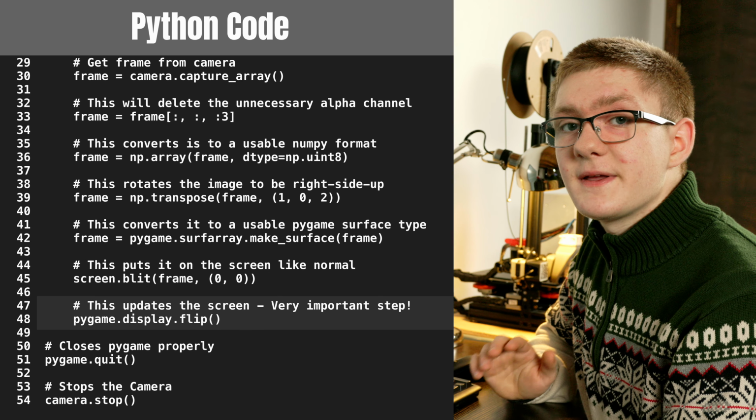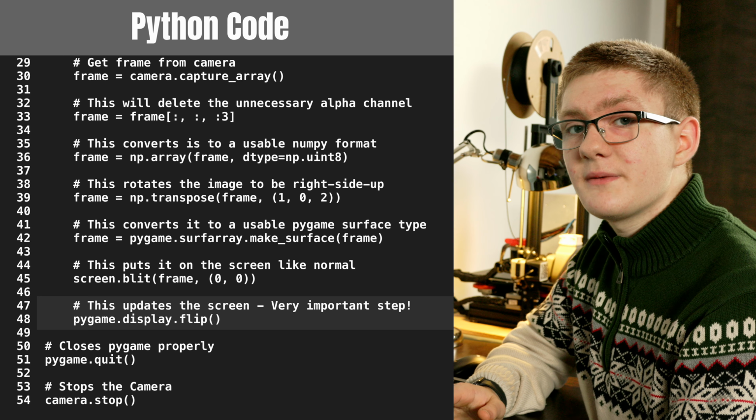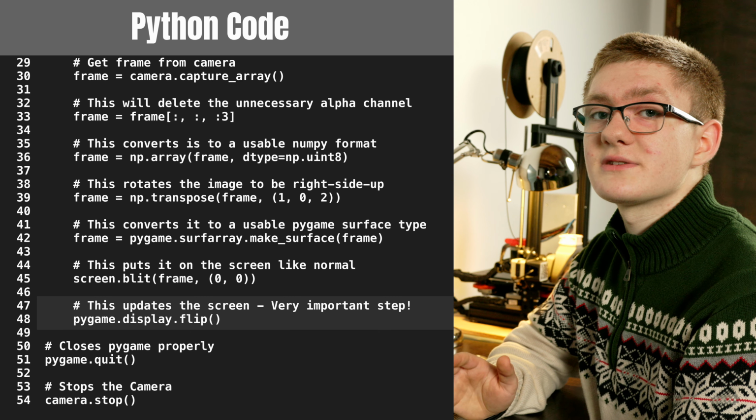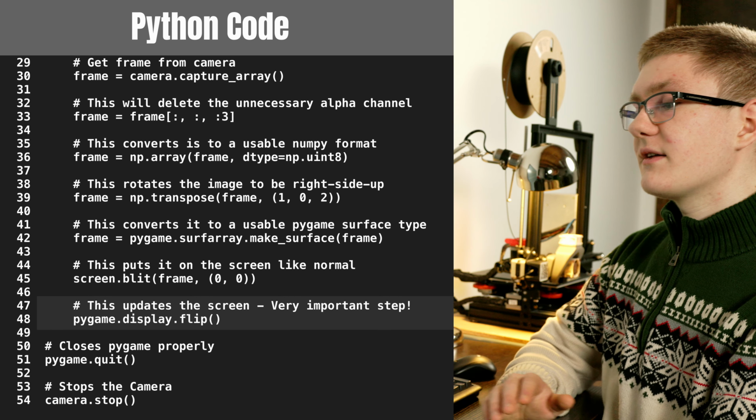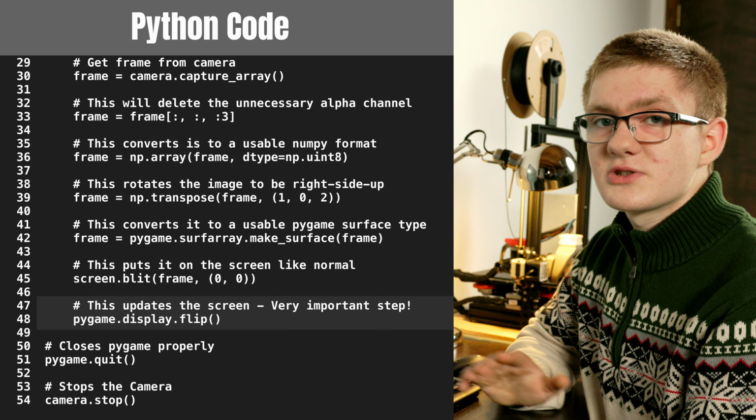Now this last step in the main loop is very important. I use pygame.display.flip. You can also do pygame.display.update, I believe. They both do the same thing, they just update the screen. They just work slightly differently from each other. This is all we should need to have our window. This is all the code we need for that.